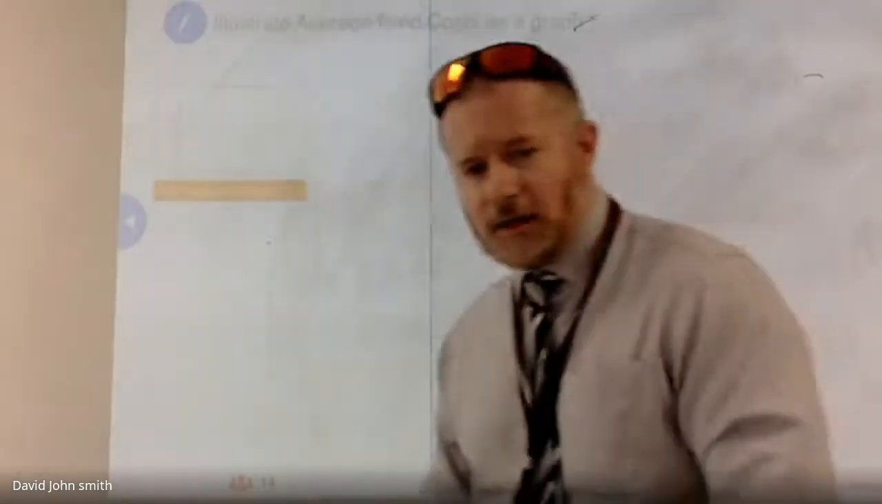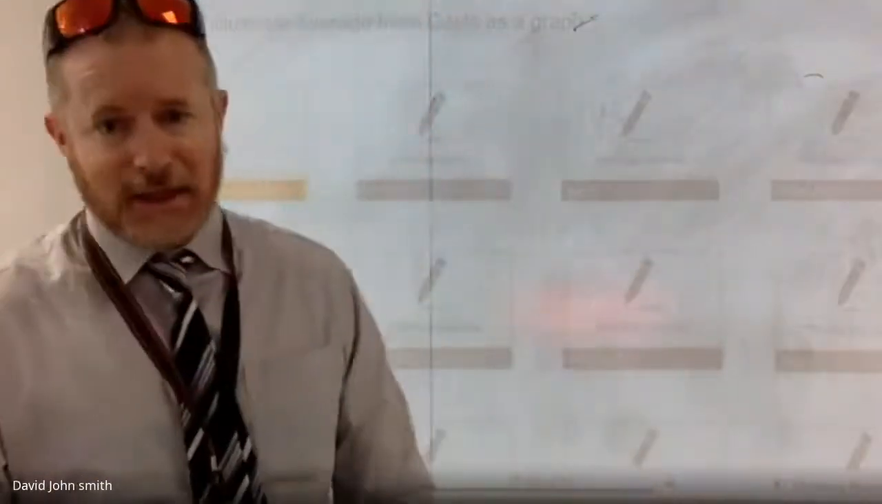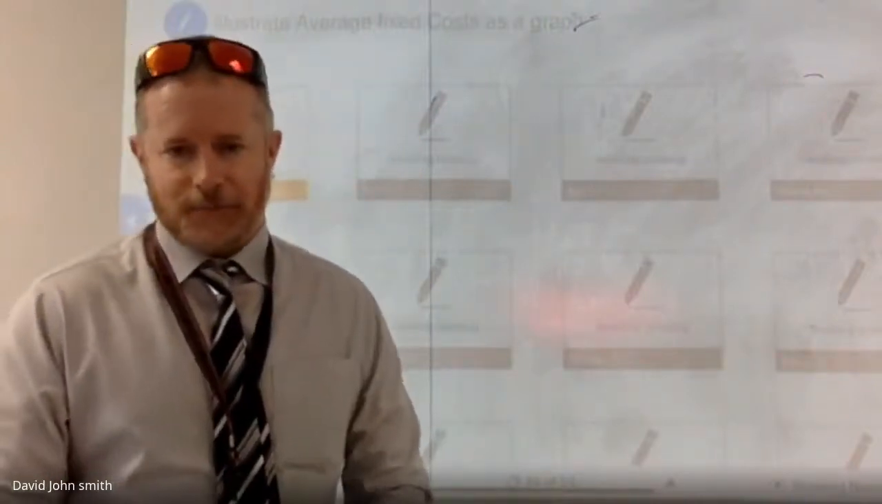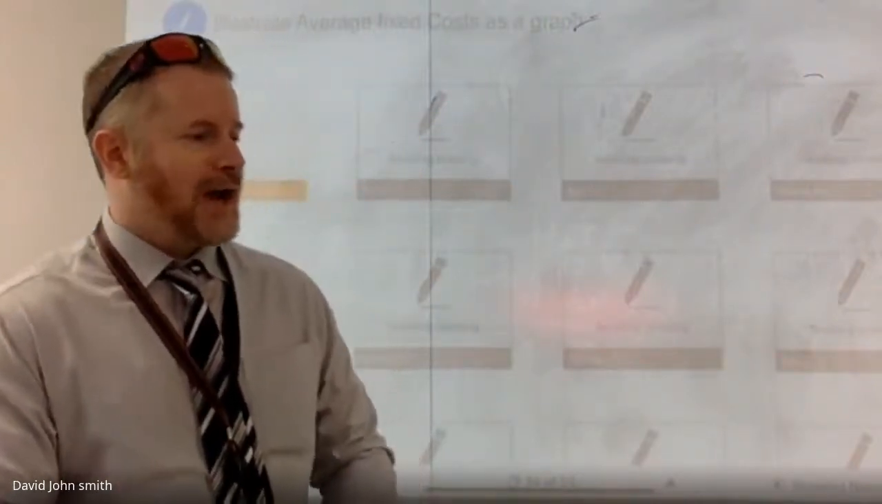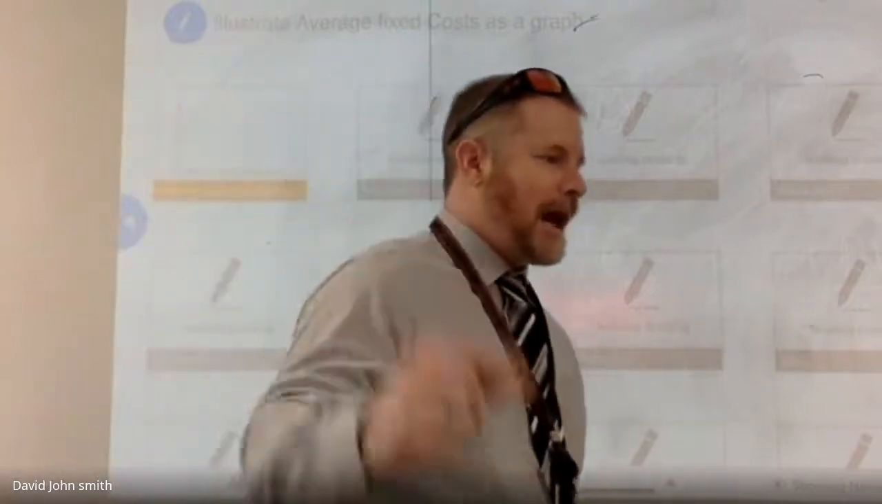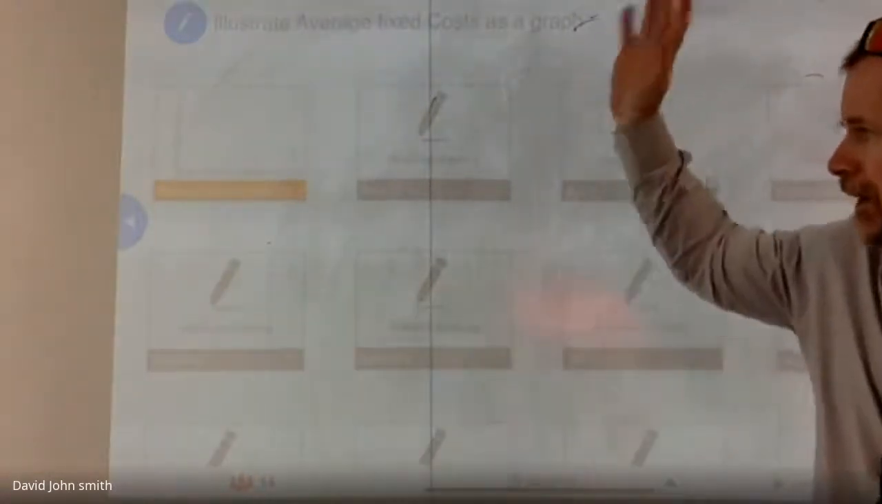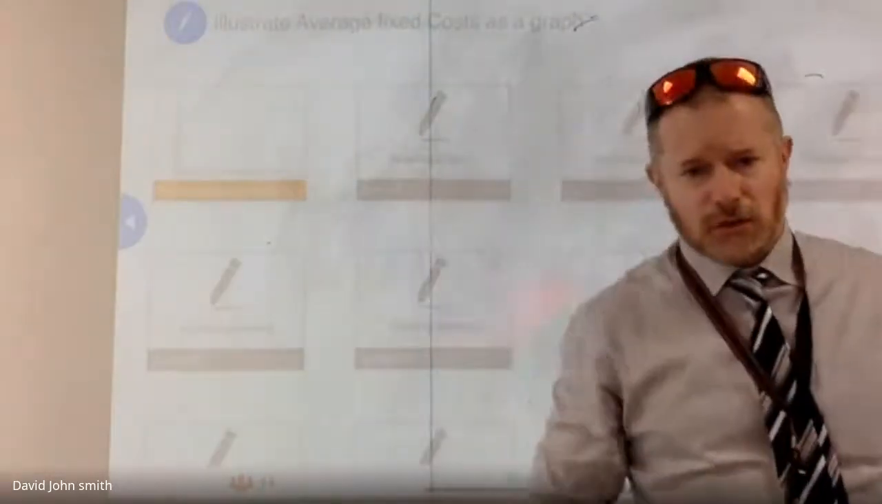Right, now, here we go. What I'd like you to do next, and this will be our last thing that we do for the day, before you have a mental break instead of a breakdown, is have a go at drawing, illustrating an average fixed cost curve as a graph, as a giraffe. I know it's difficult to do because you're on the computer and all of that, but have a go.